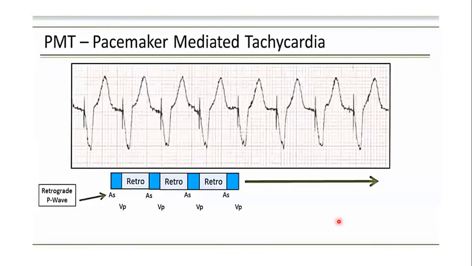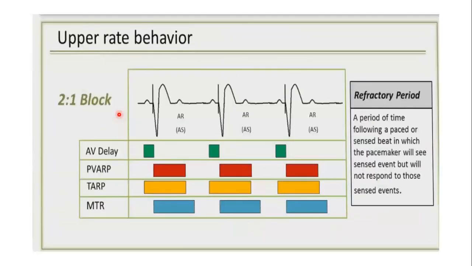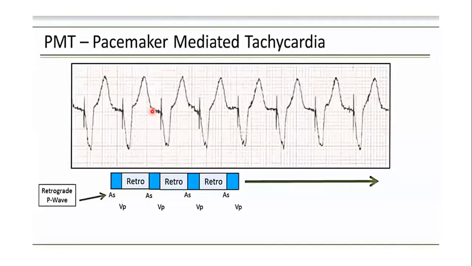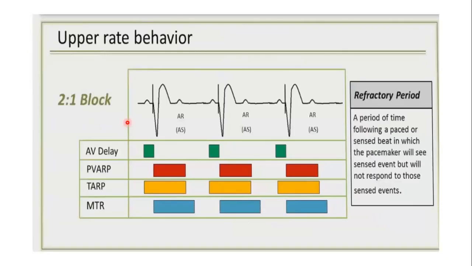But for pacemaker-mediated tachycardia, this is not a complete explanation, but let me just try and explain it with this. Ideally, we have normal atrial sensing, or atrial pace, ventricular pace. The timers are going normally. Then a PVC occurred or happened somewhere here.